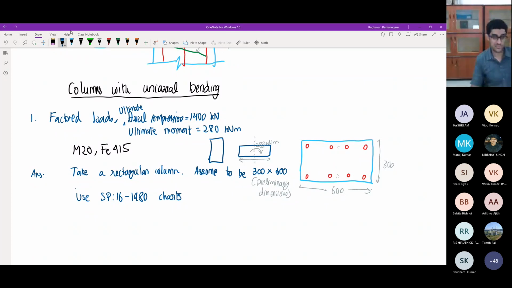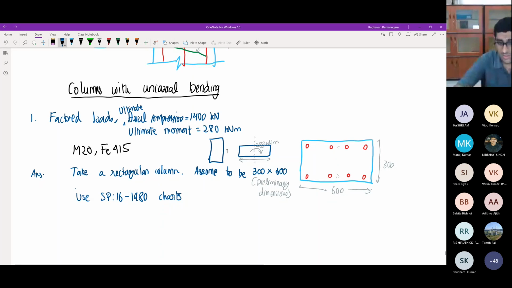For other things like beams and slabs or pure axial compression columns and all, unless I tell you that find it out using SP16, don't use SP16 to find it. Use the analytical equation unless you're otherwise specified. But for columns with bending, even if I don't specify it, you can still use SP16 because there's no other way to do it. There's no other easy way to do it.